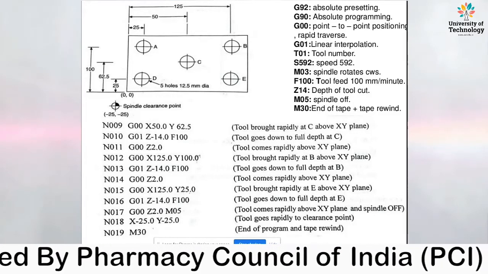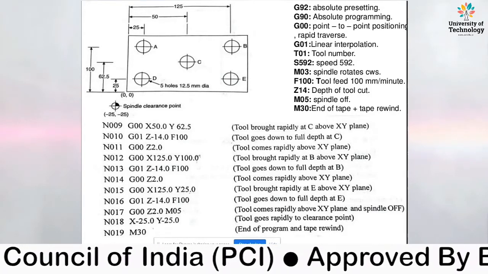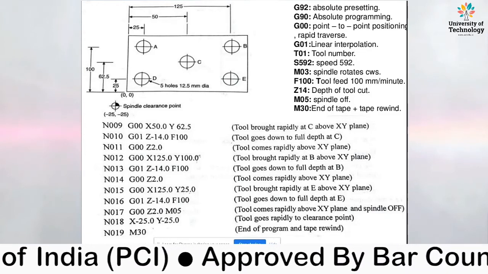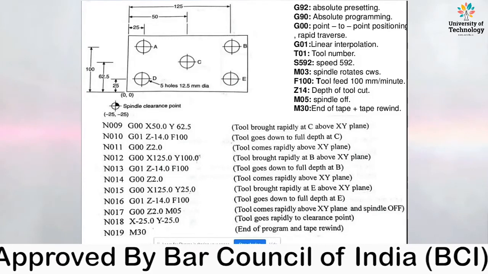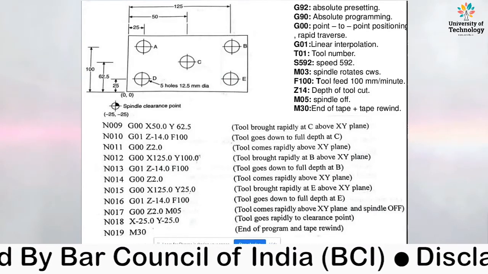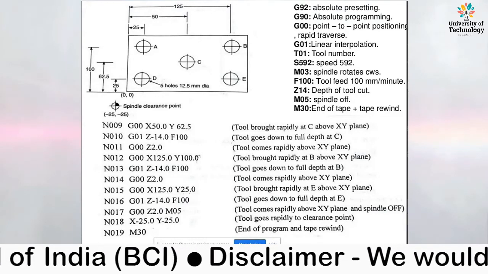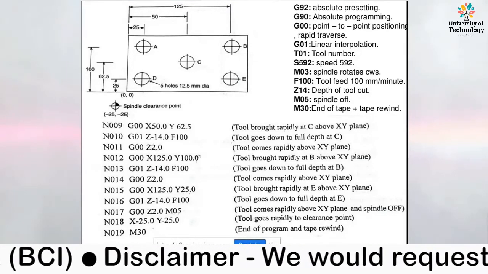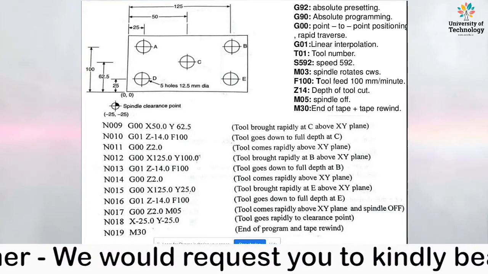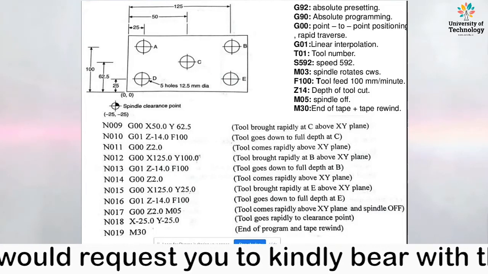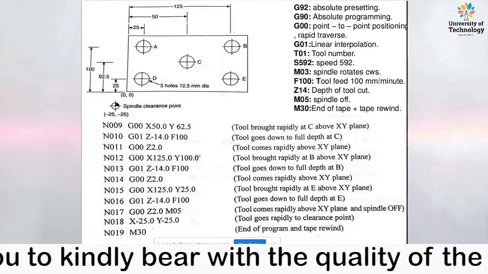N018, X and Y values here are X-25 and Y-25. The tool goes rapidly to the clearance point. And last, N019, M30, end of program and tape rewind. That is an example of a canned cycle to drill multiple holes, and we can write the complete program for five holes as in the slide. Thank you.